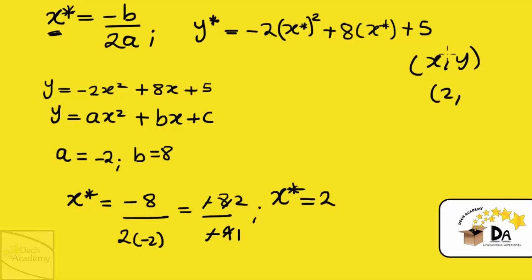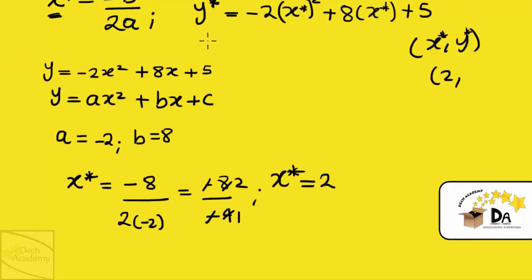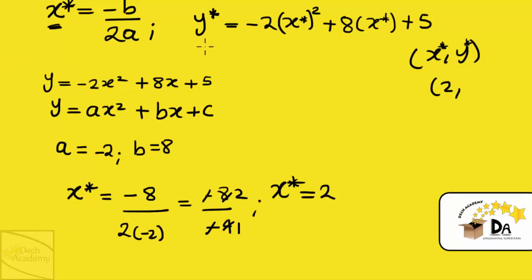Now, what about the y coordinate? So actually, this is what we're looking for. Well, to determine the y coordinate, I'm going to use a different color here because I'm just going to follow this equation here. The y coordinate is given by minus 2 times x star squared, which is 2 squared, plus 8 times x star, which is 8 times 2, plus 5.